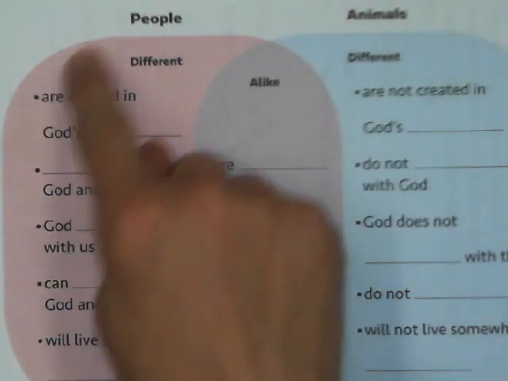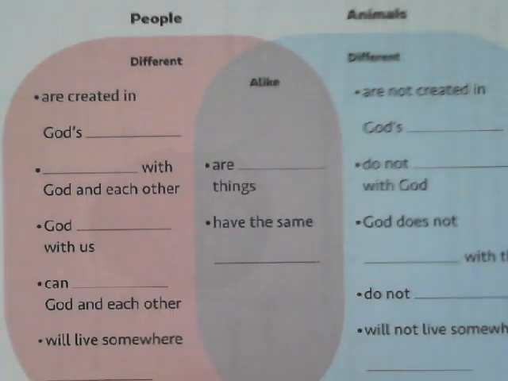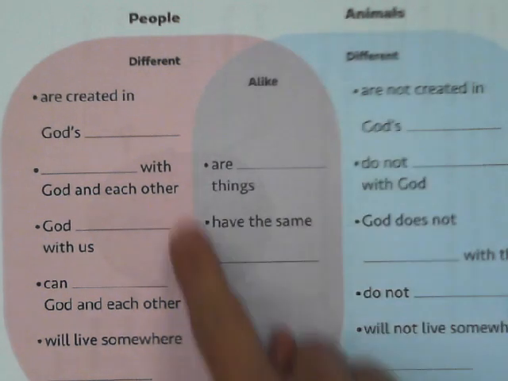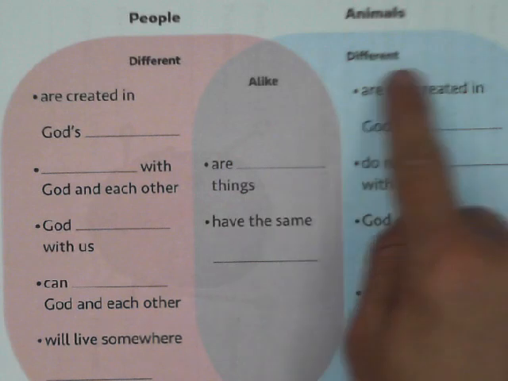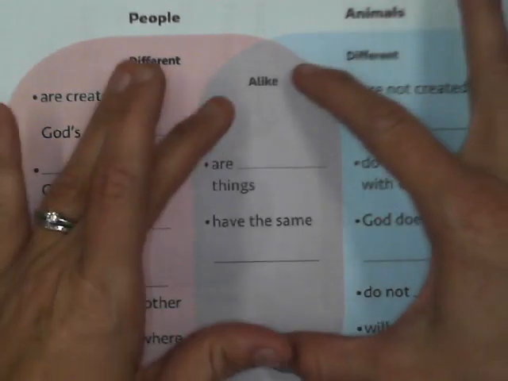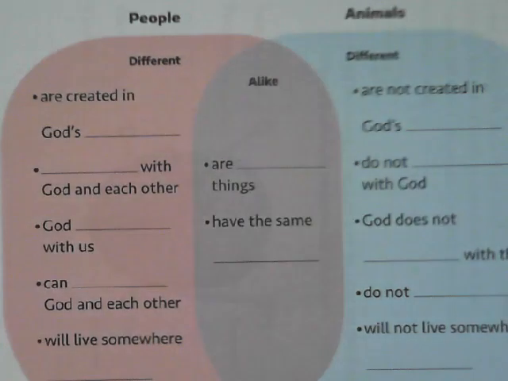So I see here in our Venn diagram, we have circles, right? And so we see in this circle, we're going to talk about people, and we have animals here. We're going to see how they are different and how they are alike. How they overlap here is how they are alike. So let's take a look at this together.